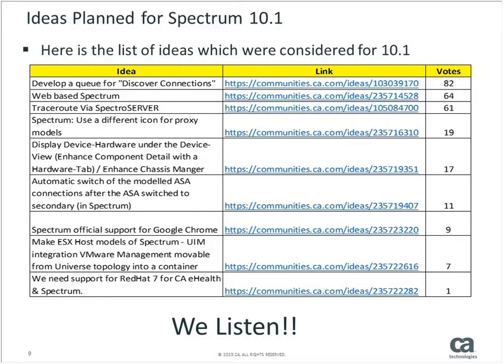So the more you vote for those ideas, obviously the likelihood of that being picked up is very high, because we have a huge backlog of ideas, around 200 plus. The review team picks up the ideas which have a higher number of votes and reviews them. Some of them need more time for review than others, given the complexity of not just the idea proposed, but the complexity of Spectrum as a product in itself.